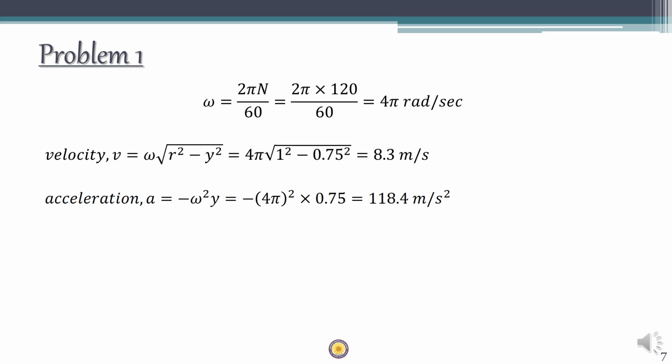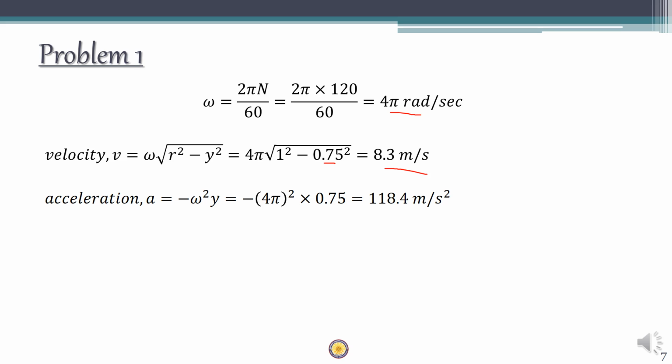So first of all we will find the angular velocity omega. So 2 pi into n by 60. 2 into pi into 120 divided by 60, you get angular velocity is 4 pi radians per second. So the expression for velocity at any point is v is equal to omega into square root of r square minus y square. R is piston length by 2, which is 1, and y is 0.75 given in the question. Substituting that, velocity is 8.3 meter per second.